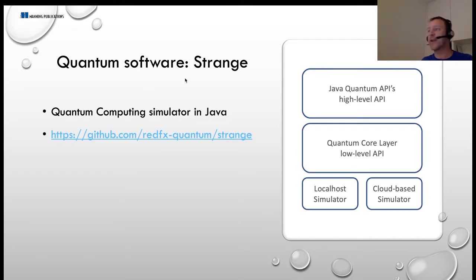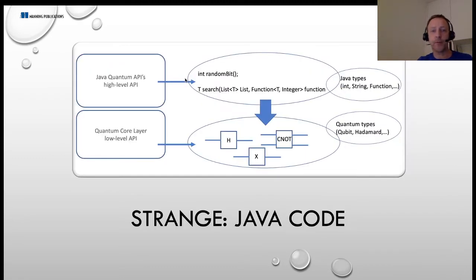That lower level is then also accessible for developers. So if you want to use it, you can do that by programming to the lower level APIs. With Strange, you can currently execute your applications on your own localhost, on your own laptop or desktop. And you can also, and that's what I'm working on right now, use a cloud-based simulator. One of the reasons is that, as I said, a quantum simulator is slower and requires more memory. So for bigger tasks, it's often beneficial to offload them to a cloud.